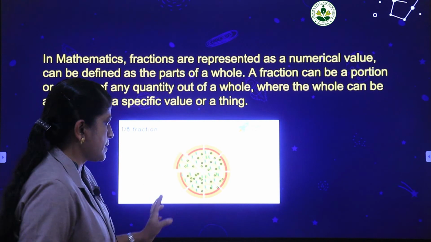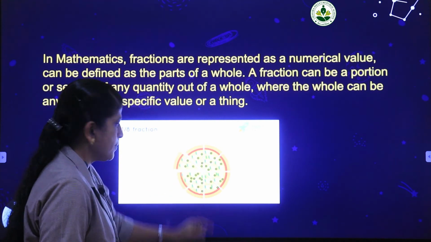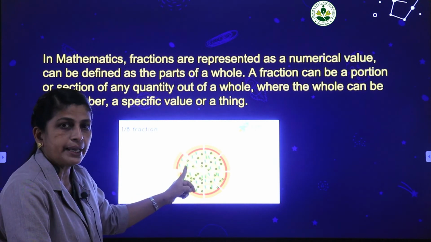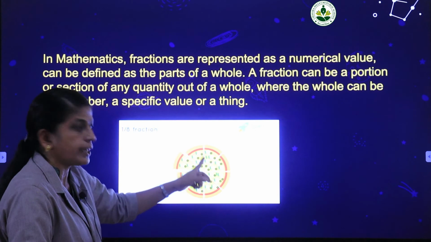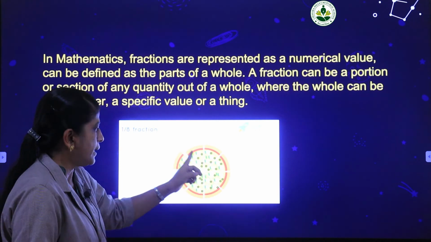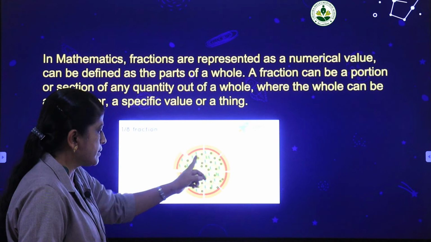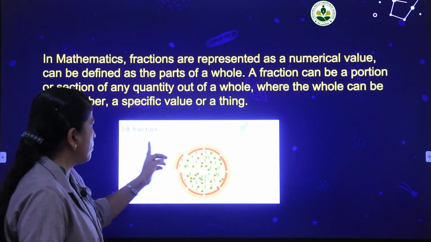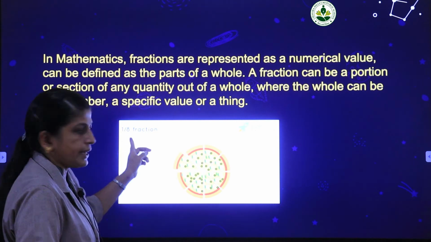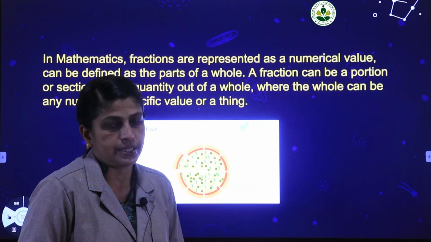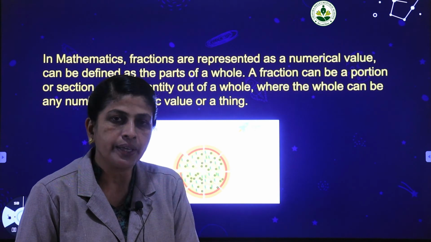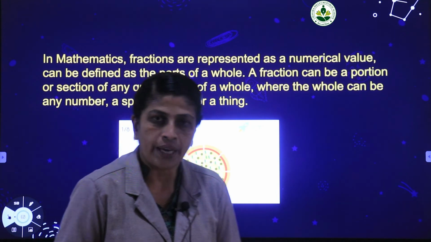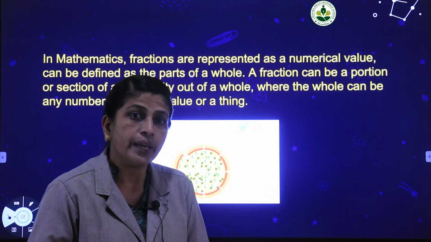Look at the figure. Here is a picture of a pizza divided into 8 equal parts, and this one part is 1 by 8. We are dividing the whole thing into 8 equal parts, and one part among these 8 parts is known as 1 by 8. We can say the fraction as 1 by 8 or 1 upon 8. That means out of 8 portions, we are considering only one portion.